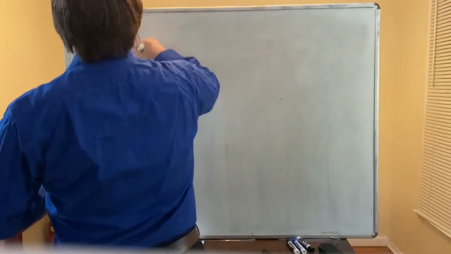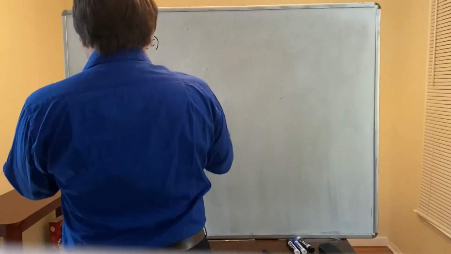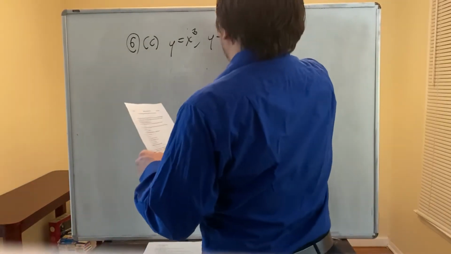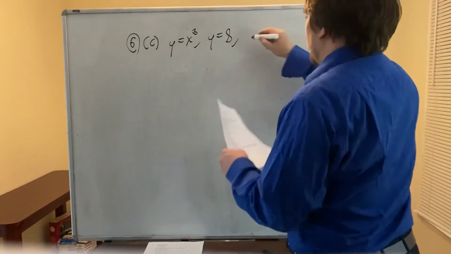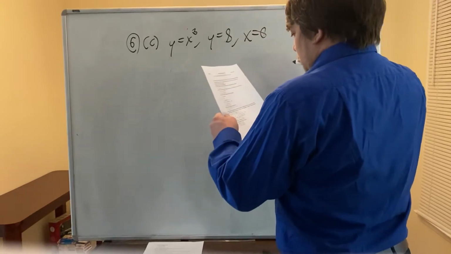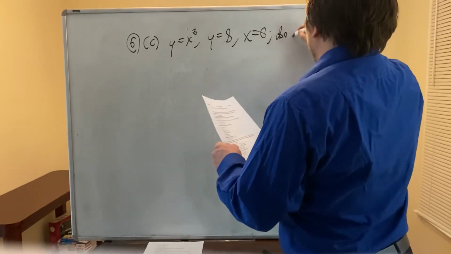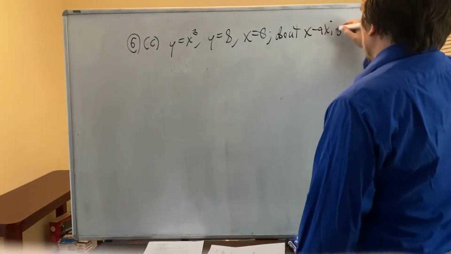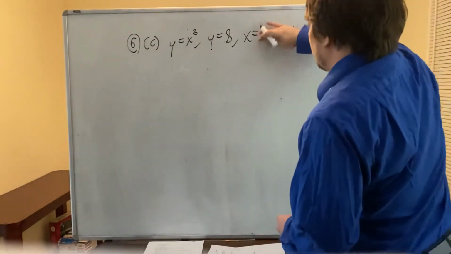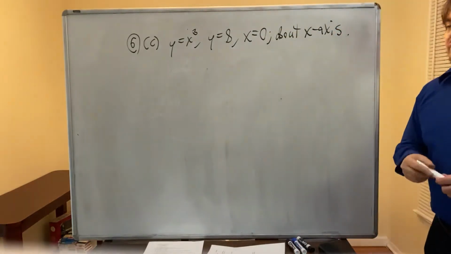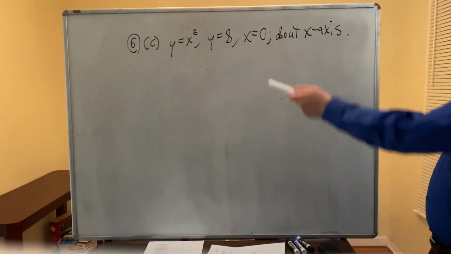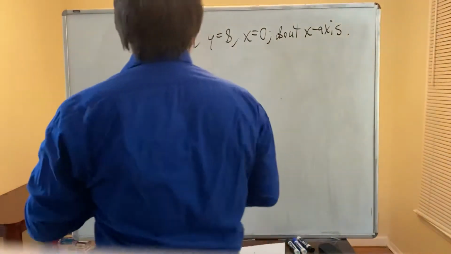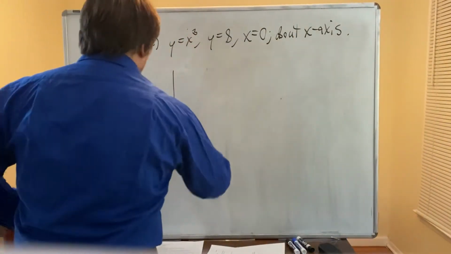C. Y equals x cubed, y equals 8, x equals 0. About the x-axis. So you have y equals x cubed, y equals 8, x equals 0. We're going to rotate the region bounded by those three curves about the x-axis.